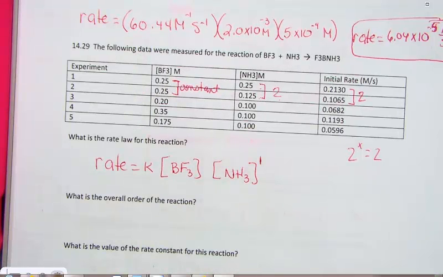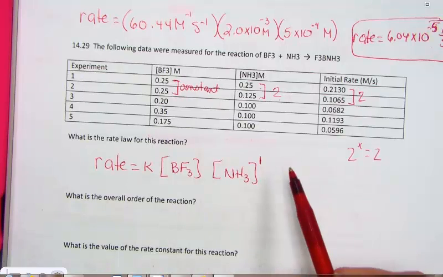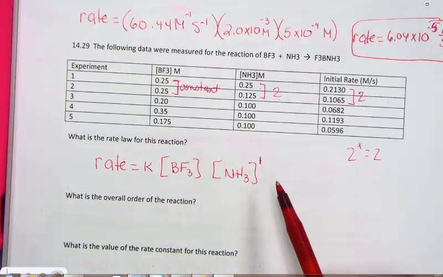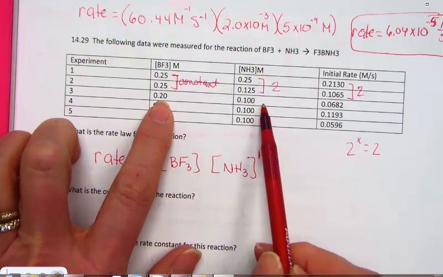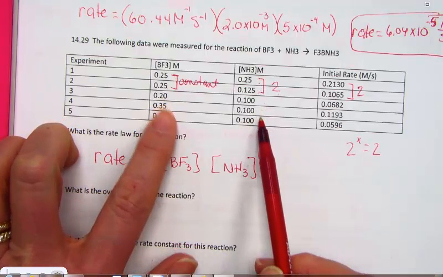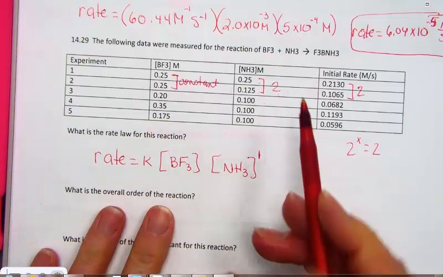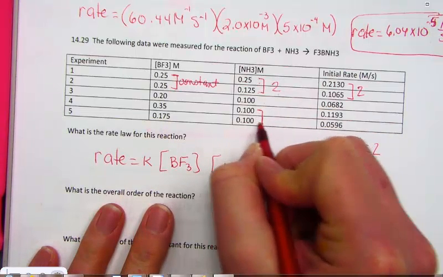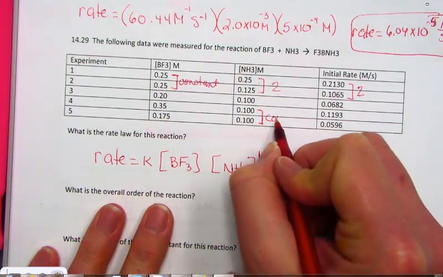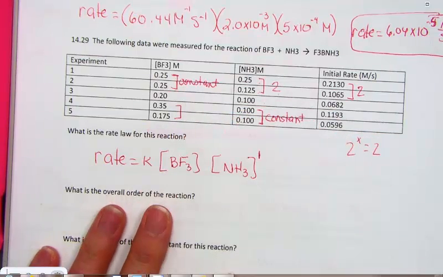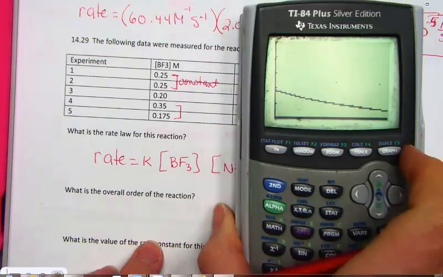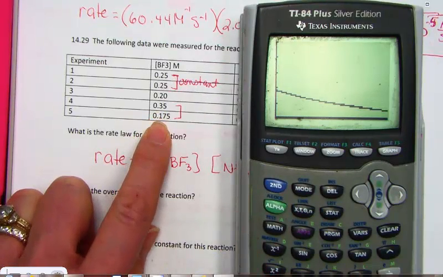Let's examine the data table to find where ammonia is held constant and BF3 is changed. And we've got several examples. We could compare trial 3 and 4 or trial 4 and 5. Doesn't matter. Let's do 4 and 5 just because it's near the bottom. This is constant now. What happened to the concentration of BF3, trial 4 compared to trial 5?